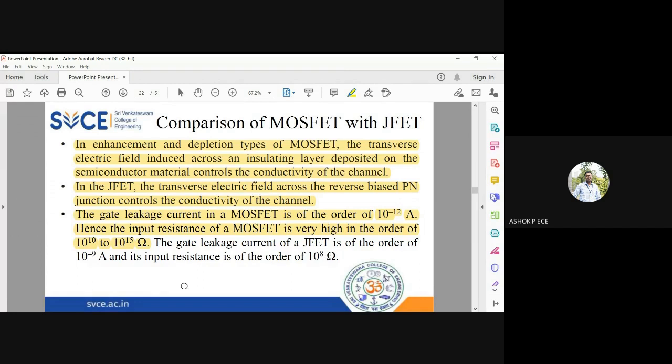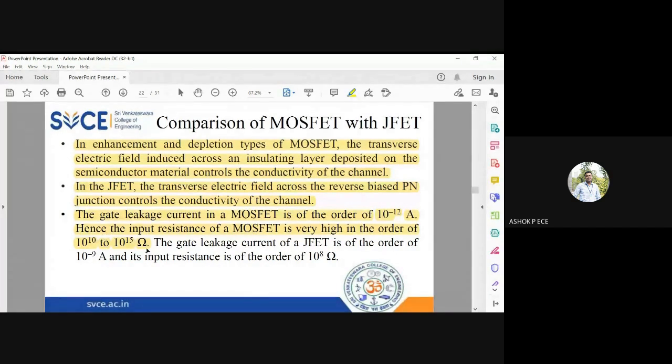So we quantify the input resistance of MOSFET to be very, very high, in the order of 10 power 10 to 10 power 15 ohms. So it will be in the order of giga ohms. Giga ohms we have not seen so far. So you can say that the input impedance of MOSFET will be in the order of giga ohms.